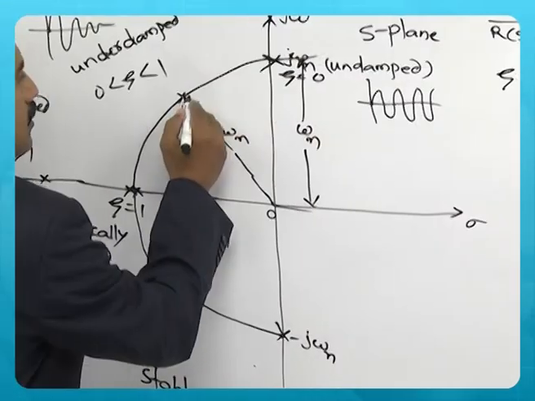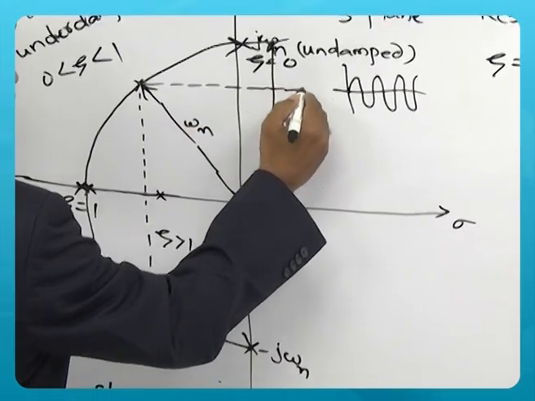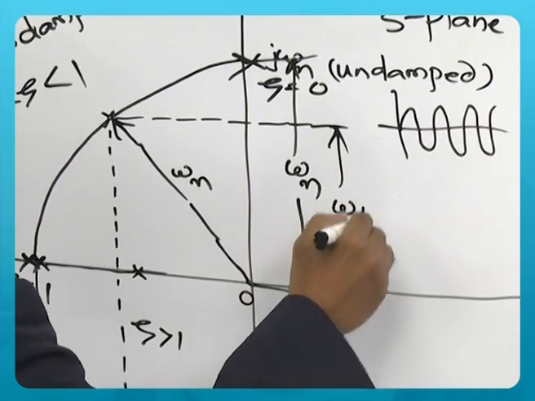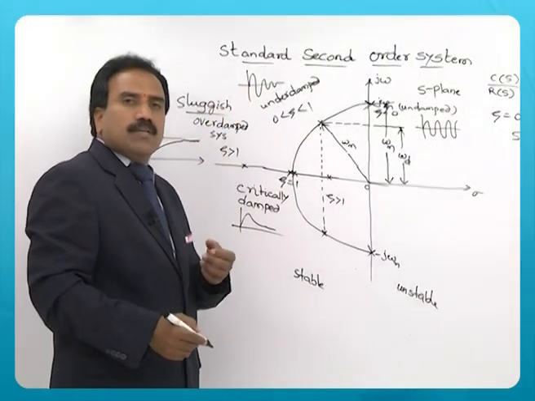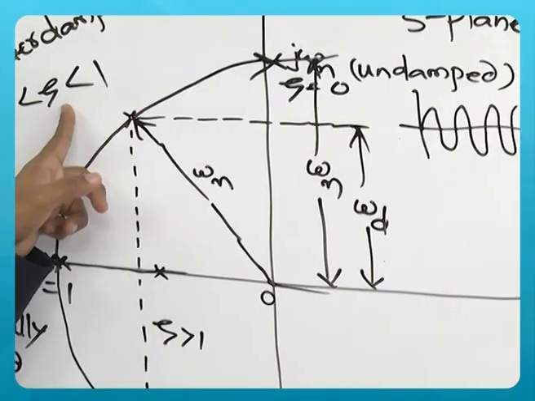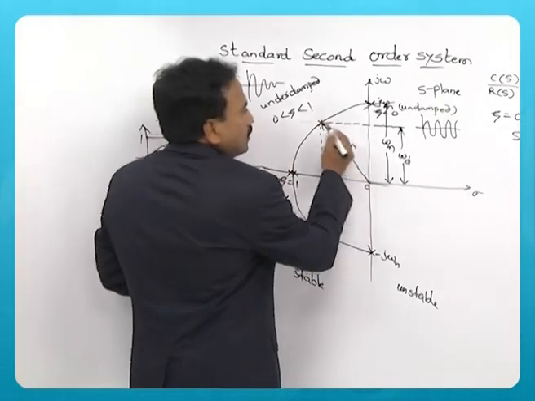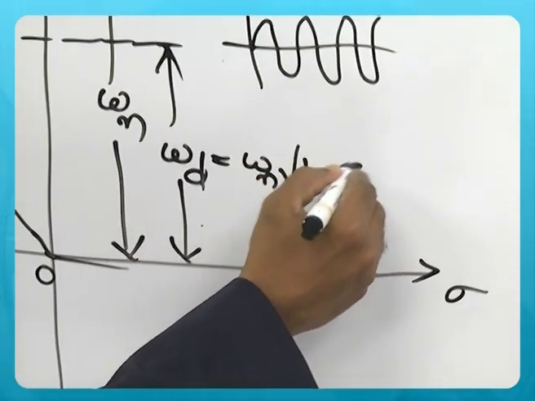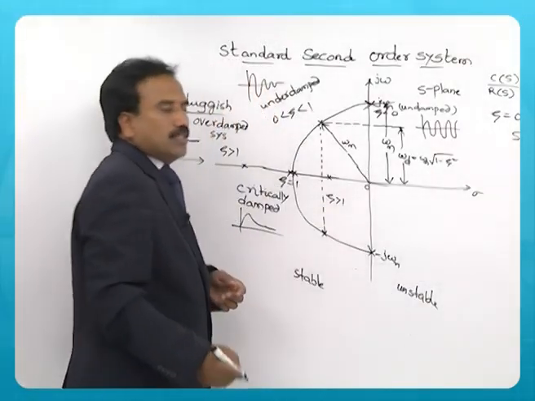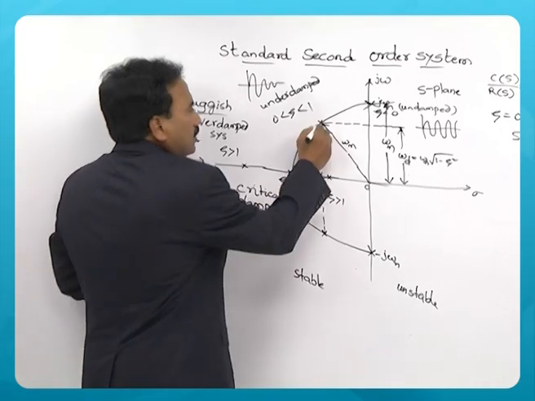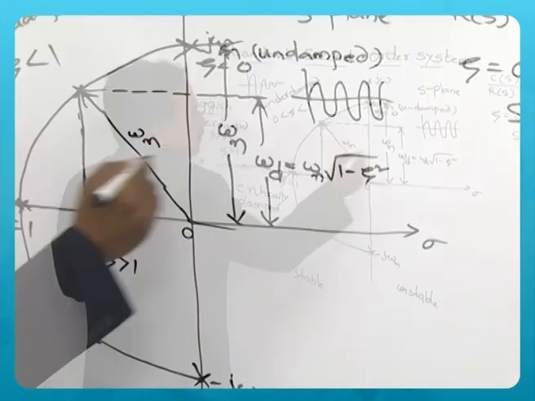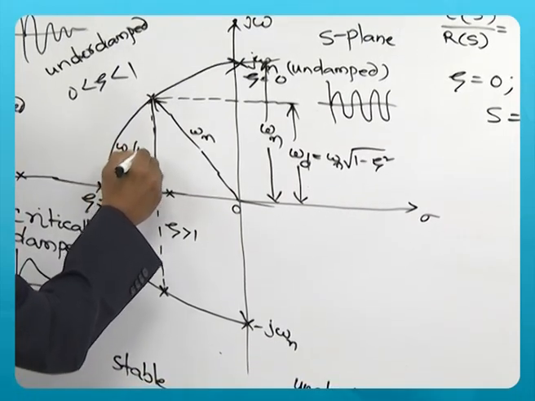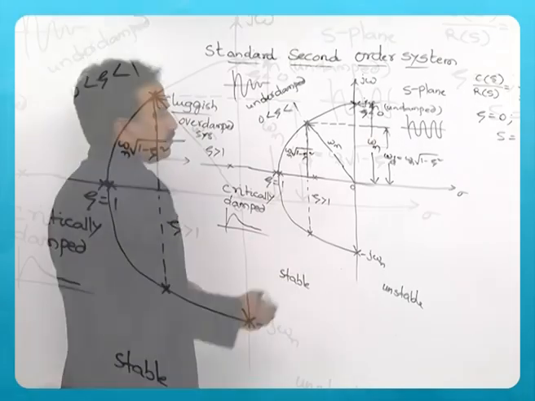Now, if you measure this distance, this will be omega d, because you have introduced damping. Now, zeta is not 0. So, this magnitude is omega d and it is given by omega n under root of 1 minus zeta square. So, this is the magnitude. You have omega n under root of 1 minus zeta square.